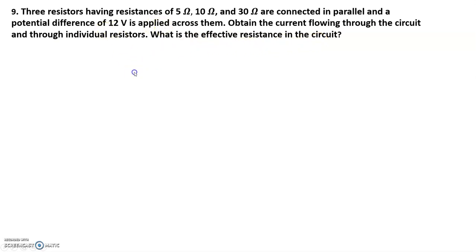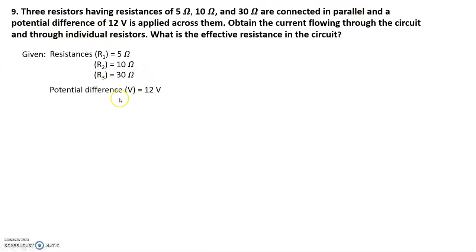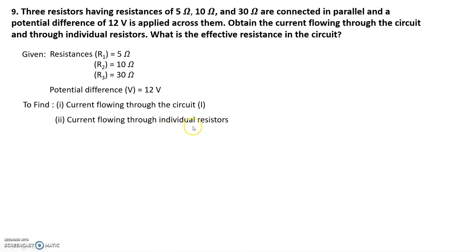So let's write down the resistances, that is 5 ohms, 10 ohms and 30 ohms, R1, R2 and R3, connected in parallel, and a potential difference of 12 volt. We have to find the current I flowing through the circuit and through individual resistors, that means I1, I2 and I3. We also have to find the effective resistance Rp. The current flowing through the circuit I cannot be found without finding I1, I2, I3. So first we find I1, I2, I3, then add them up to find the current I. Let's do the second part of the sum first.